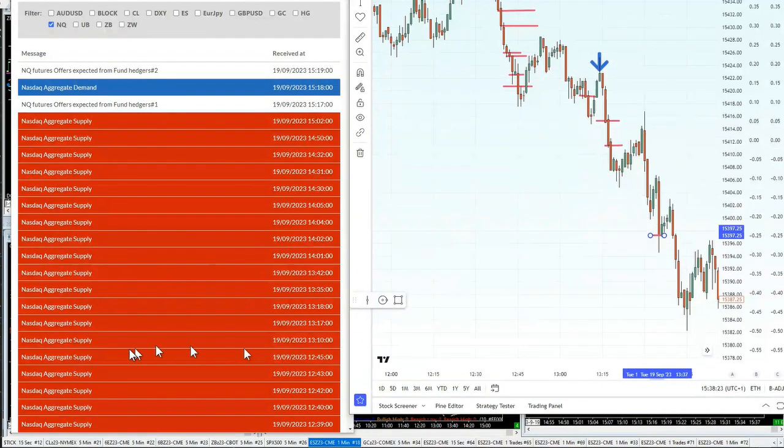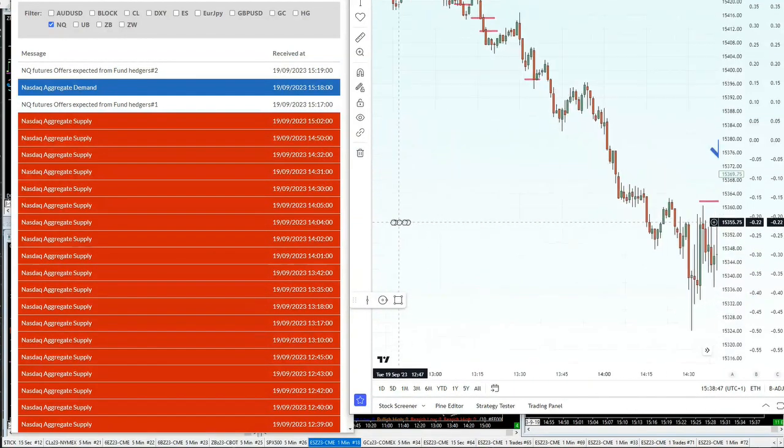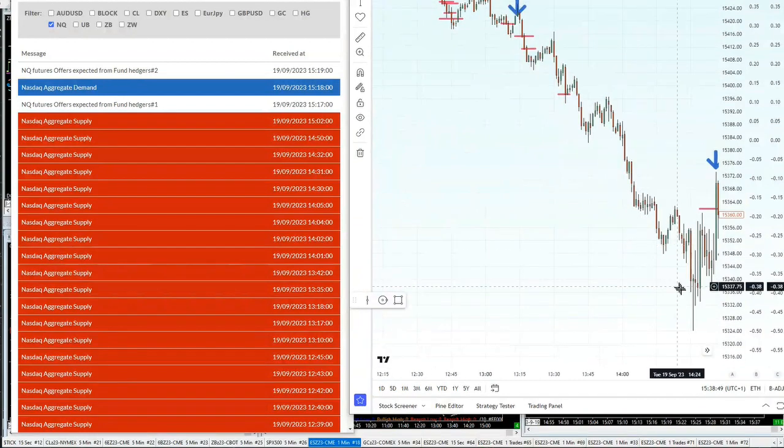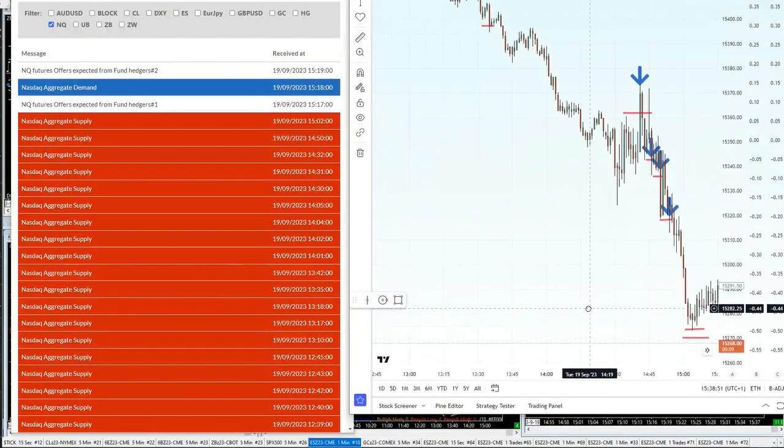So you can keep going after these supply lines. You could have sold here, sold here, sold here, sold here, sold here, and so on. Went after these trade areas, and you can see that it keeps going. 1400, 1401, 1402, cash open, into the cash open, right? And then all the way through to 1500 hours, it was still sell side.